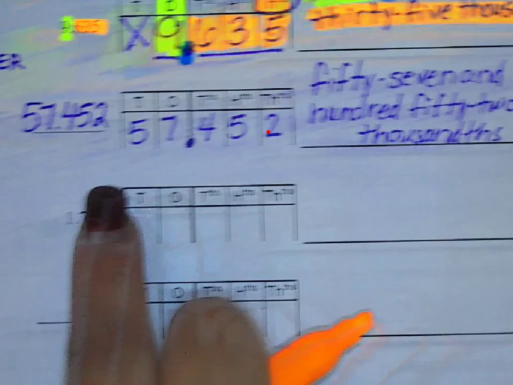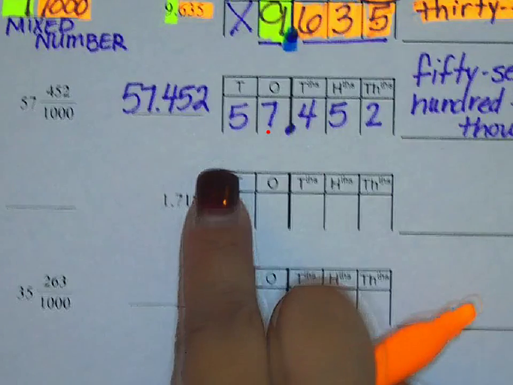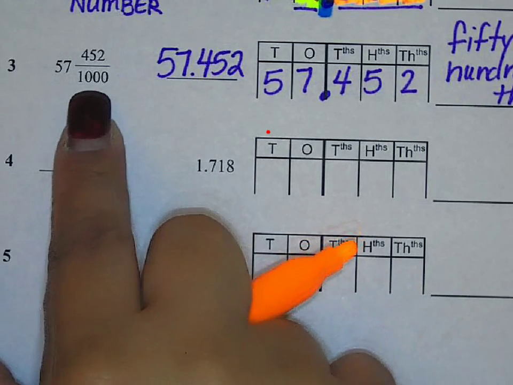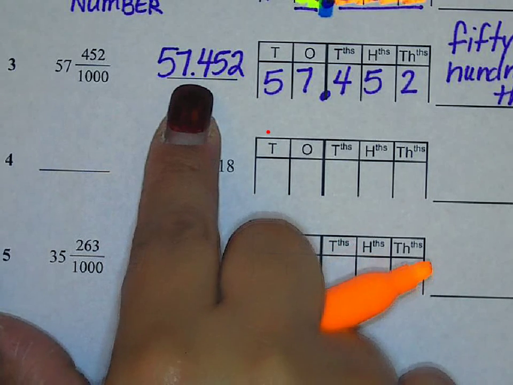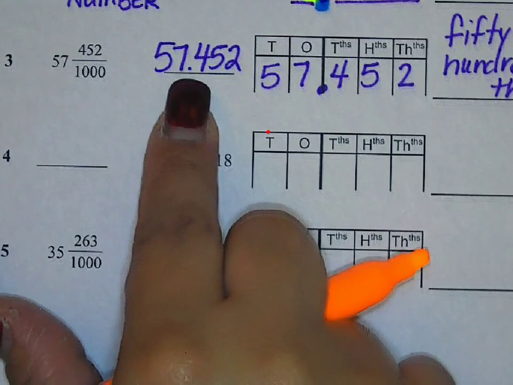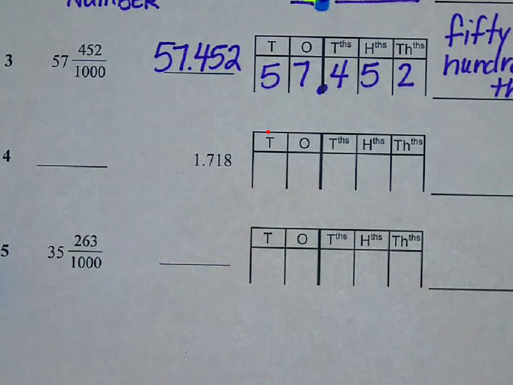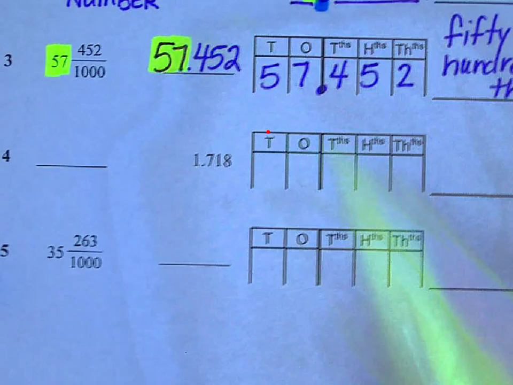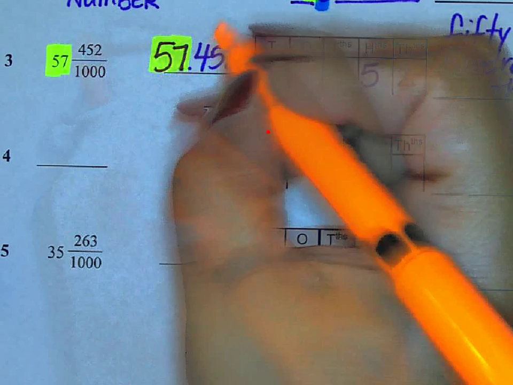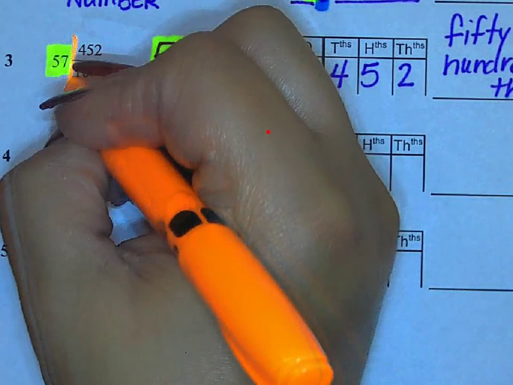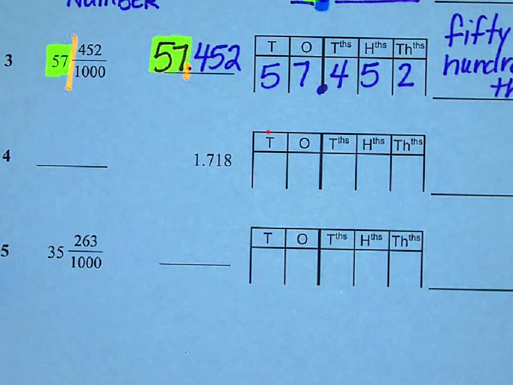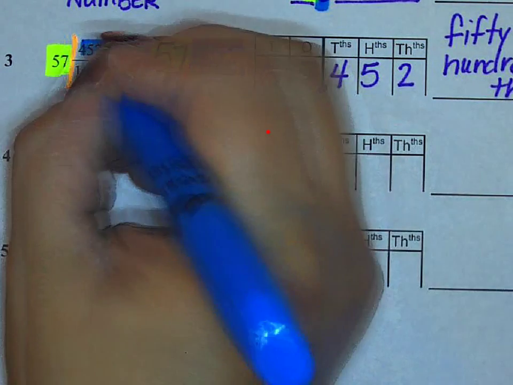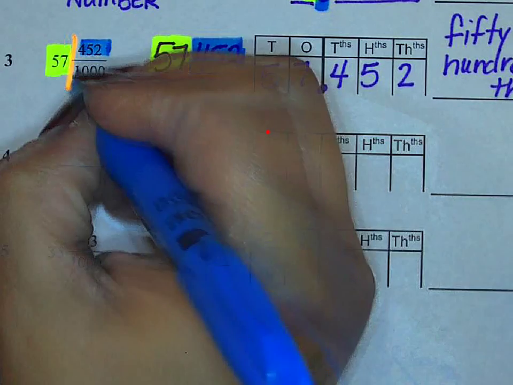No? Okay, moving on to number 3, which is what you should have done on your own. Let's double check your work. It gave us the fraction, and we were to write the standard form number. We have a whole number of 57. Did I write my 57? Yes. We have the decimal, which is why this is separated, correct? Yes. And then we have 452 thousandths. Is that correct? Yes.